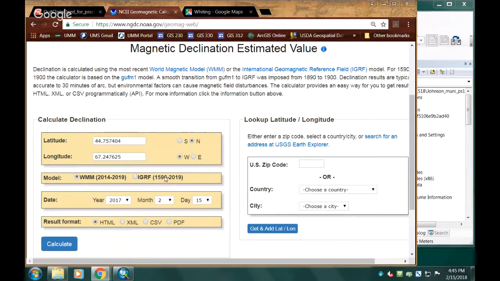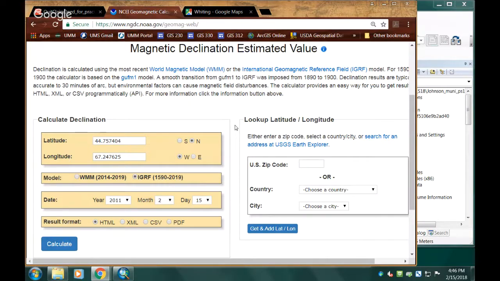Oh, here it is. It's because of the new IGRF. You have to choose the other kind of calculation, and you can get the results in many different ways. You can also, incidentally, use the zip code thing, or there are all different ways to find the latitude and longitude. But so you know, do your best.